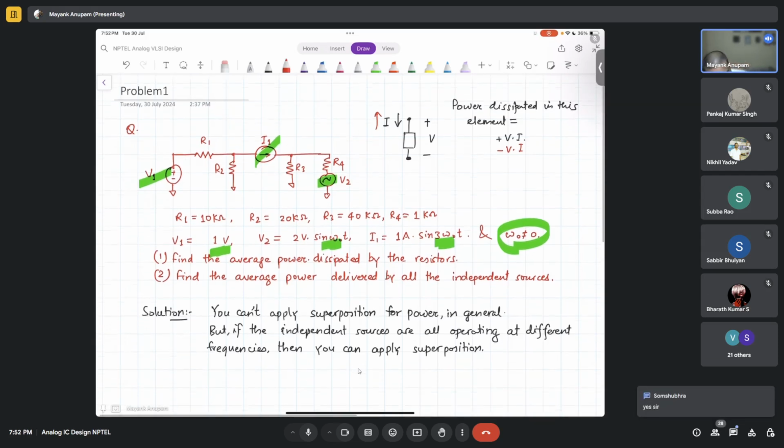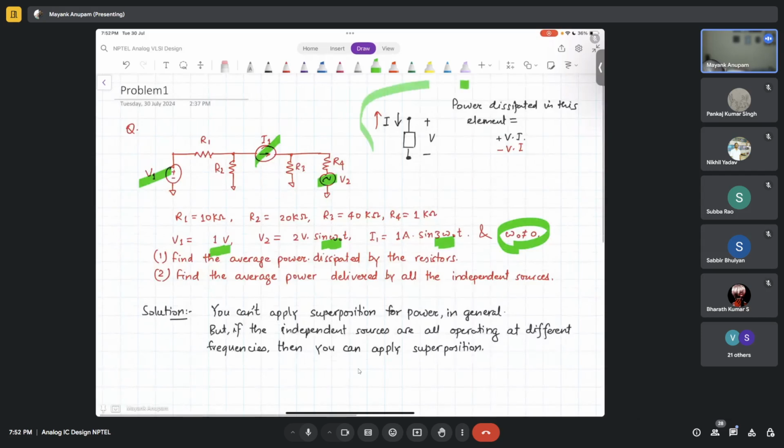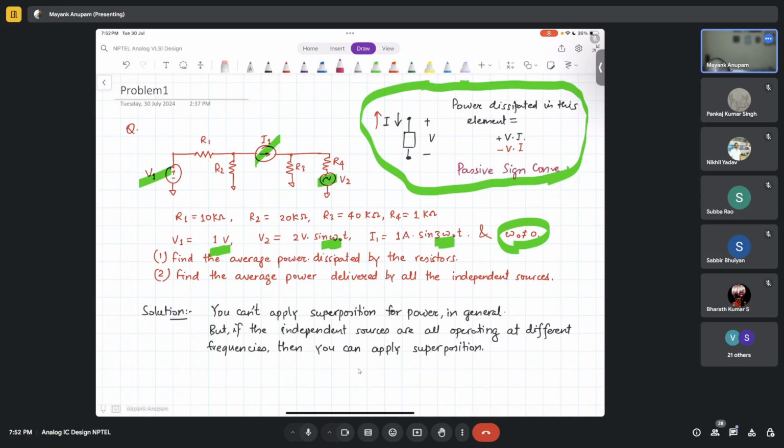It's called sign convention, passive sign convention. Okay, this is very important. Please note this. This way of defining power and all. This is called passive sign convention. Okay. So according to passive sign convention, define the voltage in this way.